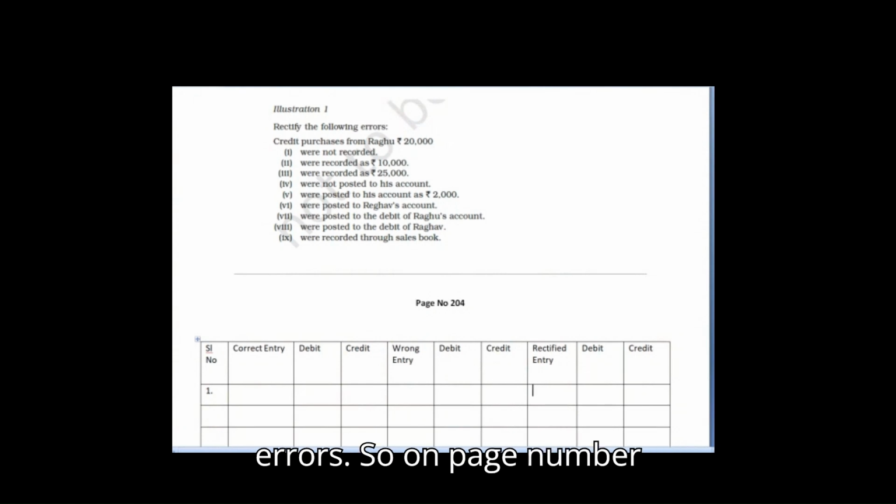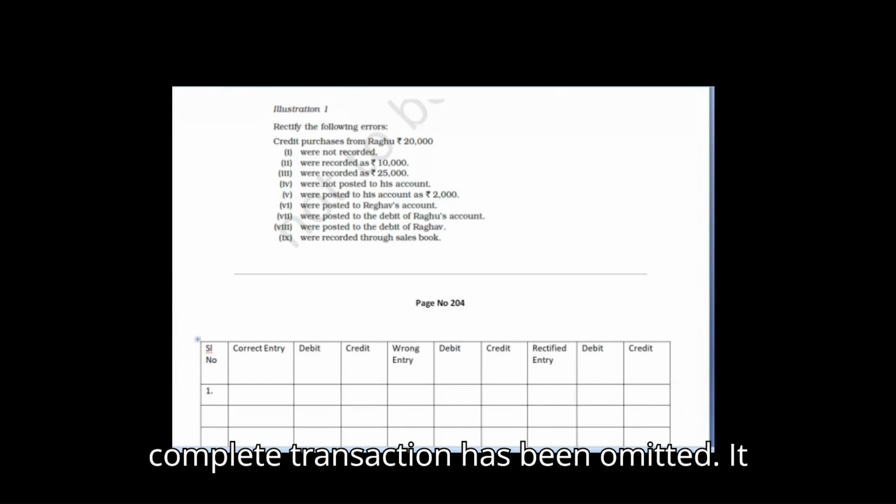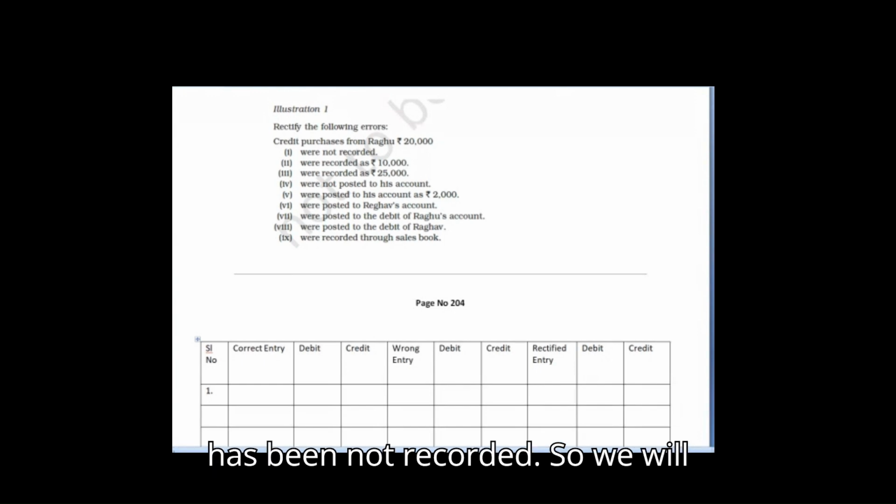So today we are going to discuss the sums on rectification of errors. On page number 204 of the NCERT textbook, which is there on the NCERT website, in illustration 1, the first transaction: credit purchases from Raghu, rupees 20,000, were not recorded. Here the complete transaction has been omitted. So we will go directly to the rectified entry.